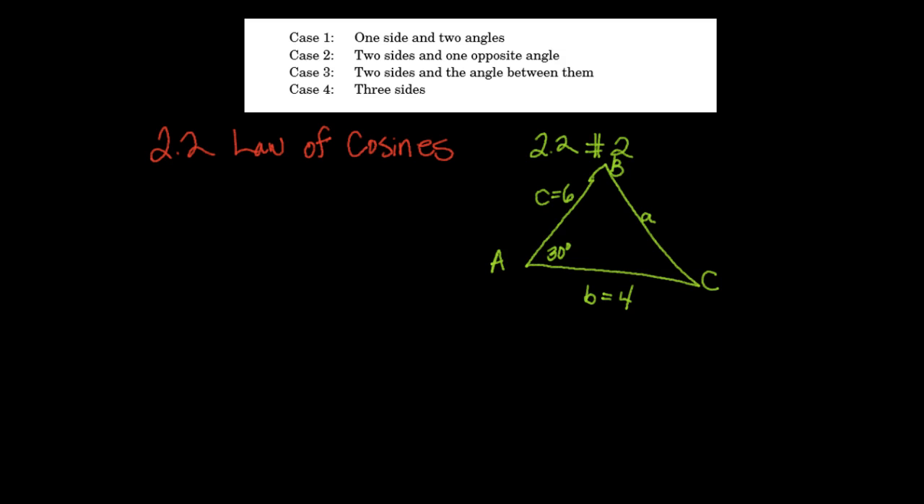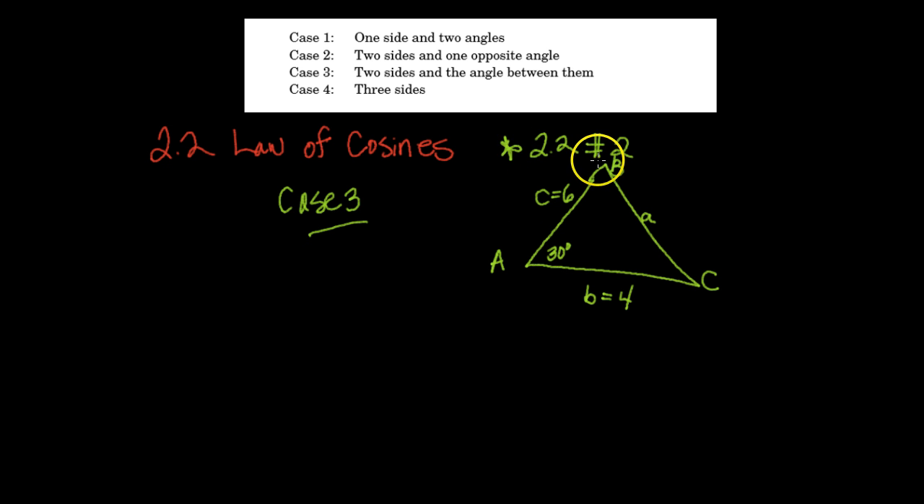In 2.1, which you hopefully completed already, we dealt with cases 1 and 2. Case 1 is when you're given one side and two angles of a triangle. Case 2 is two sides and the opposite angle. But case 3, we're going to cover with law of cosines. So case 3, which I just took one of the problems, and we'll finish this in a little bit.